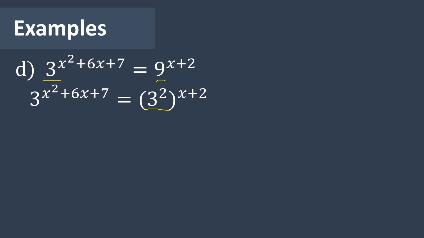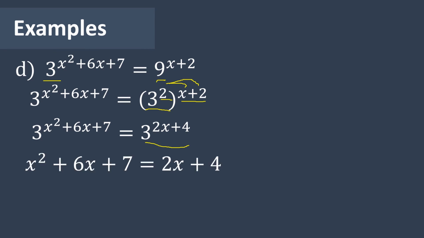Now, since they have the same base, we can operate. So again, do not forget, since the original exponent on the right side of the equation is a binomial, we're going to distribute 2 to the two terms. So it will become 3 raised to 2x plus 4. Since they have the same base, we bring down their exponents. Then, we're going to solve for x.